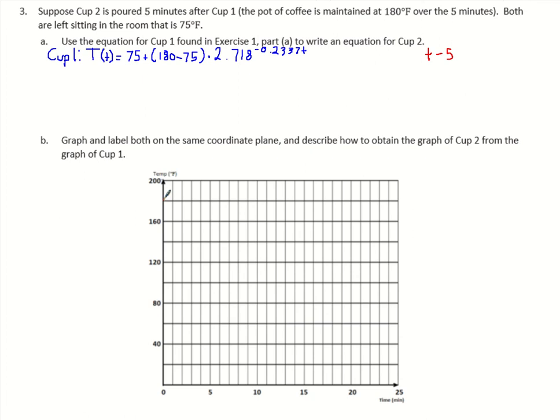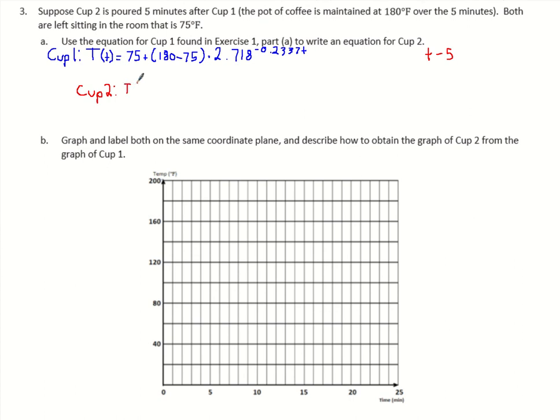And since we know our initial for cup 1 is 180, at 5 minutes for cup 2, it's going to be where cup 1 was. So in fact, our two graphs are going to look very similar. In addition, their equations are going to look decently similar as well. Not exactly the same, though. There's going to be one key difference right at the end.